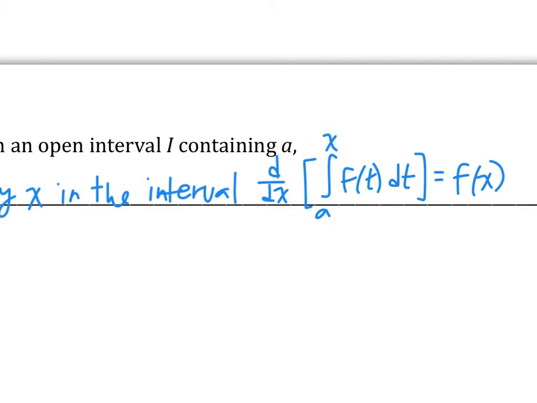The derivative of the integral from a to x of f of t dt. So notice that there's a variable change, and I'm going to tell you why. The variable change is not a typo. There is a reason for that change. And then that whole thing becomes f of x.